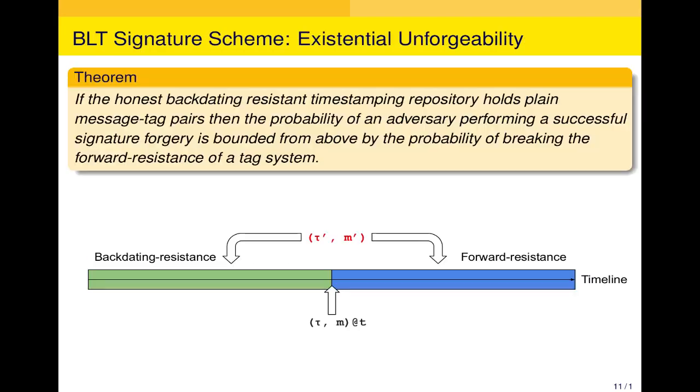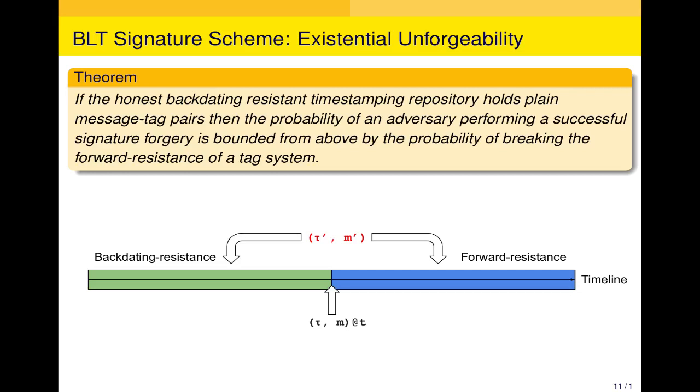We proved that the described signature scheme is existentially unforgeable. More specifically, if the timestamping repository is trusted, then the probability of an adversary performing a forgery is bounded from above by the probability of breaking the forward resistance of the tag system.